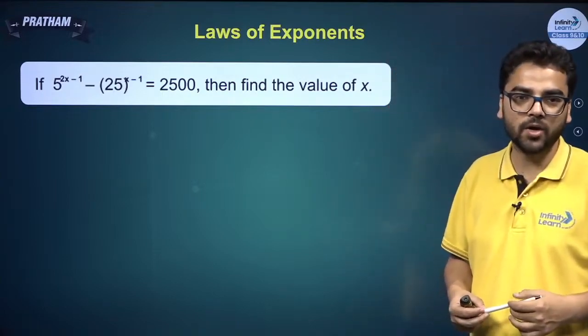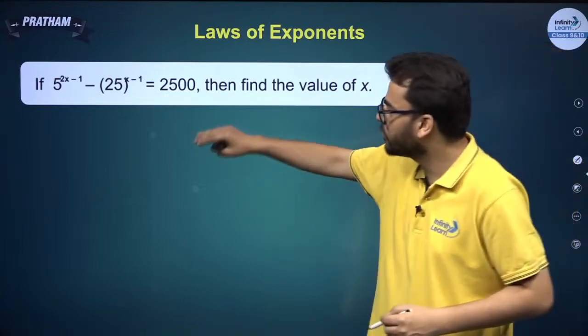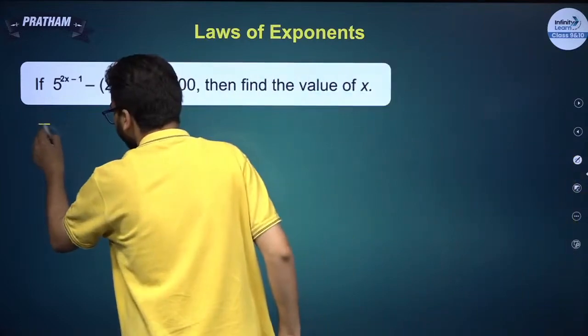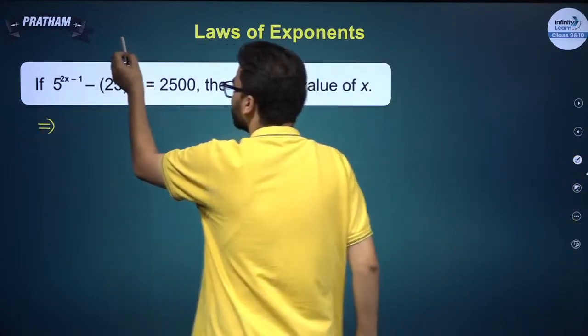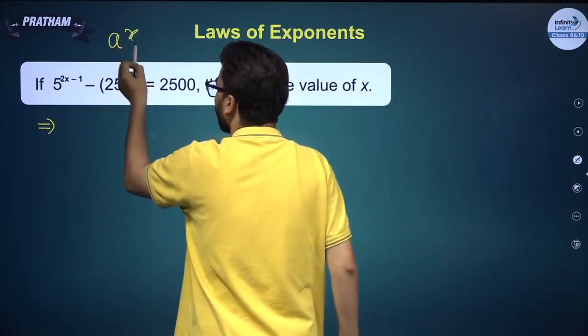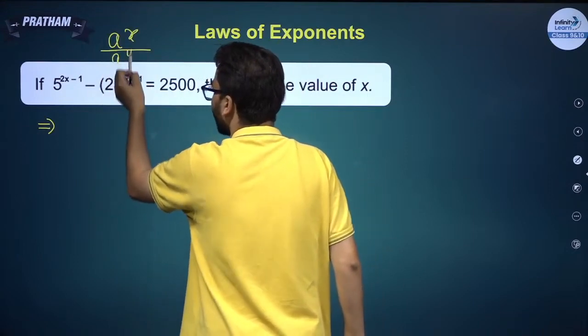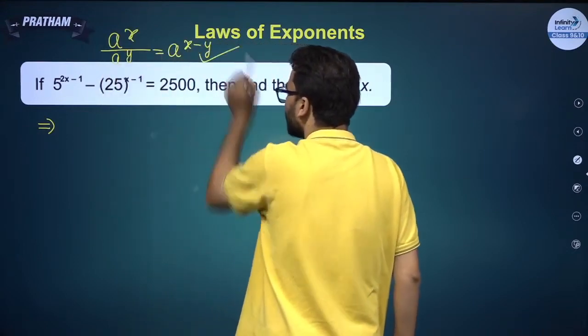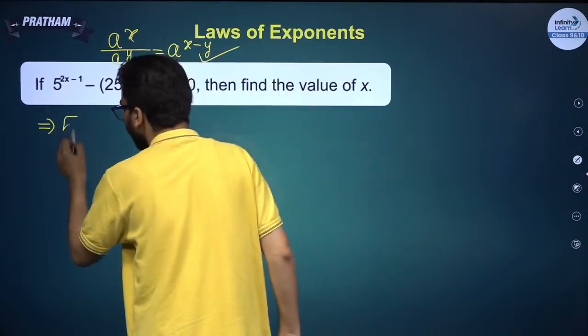Five raised to the power 2x minus 1. So over here you have to do a bit of manipulation. How can we do this, guys? We have studied this law of exponent that a raised to the power x upon a raised to the power y is a raised to the power x minus y, right? We have studied this thing. So can I write it like this?